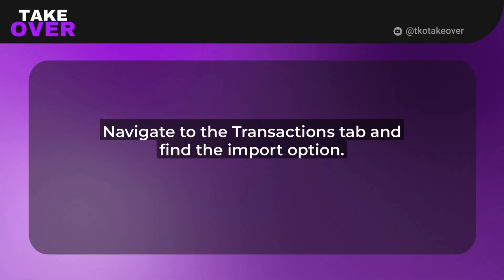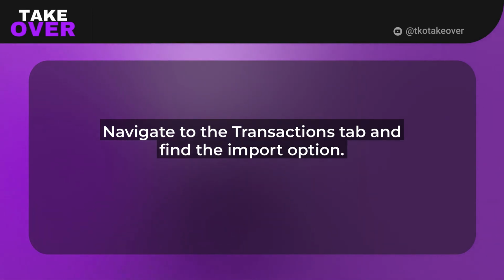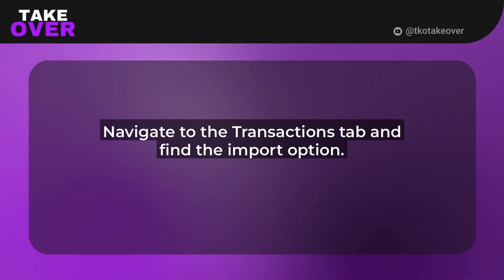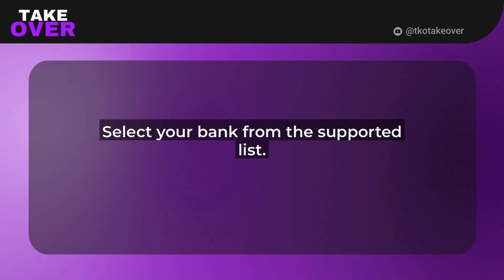Step 3. Tap on Import Transactions, and you'll see a list of supported banks. Select your bank from the options provided. Copilot Money works with major banks, so chances are yours is there. Step 4. Enter your bank login details securely. The app uses strong encryption to protect your information, so don't worry about safety.